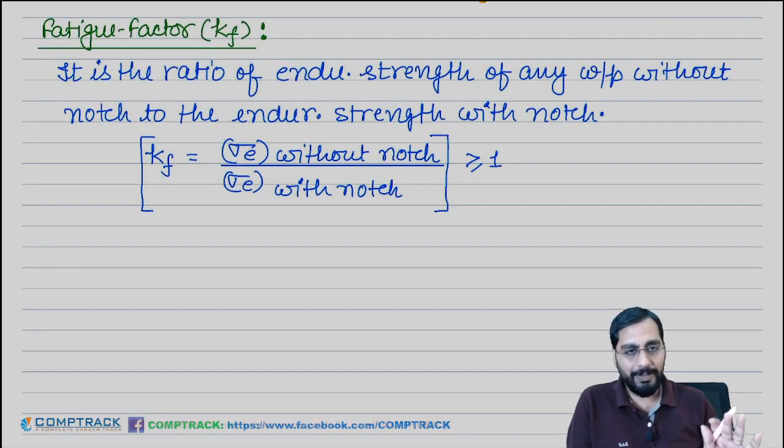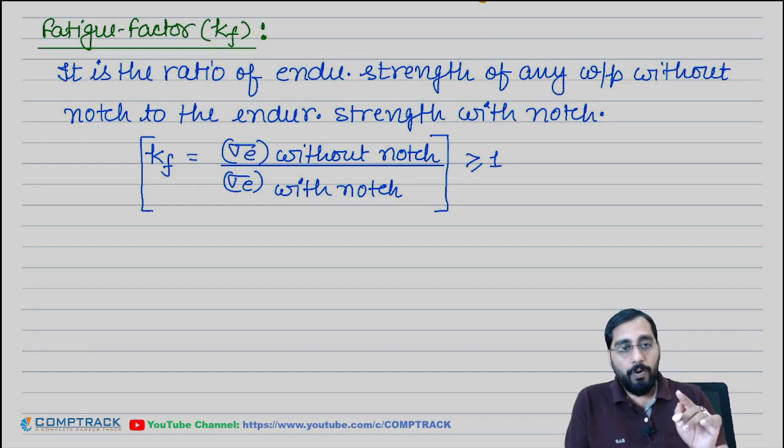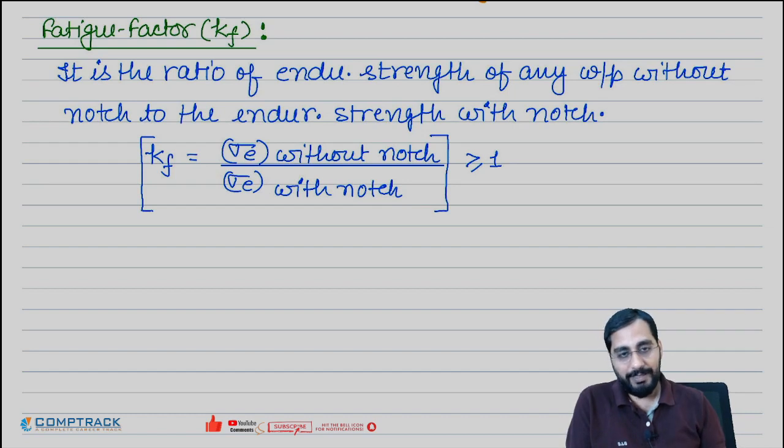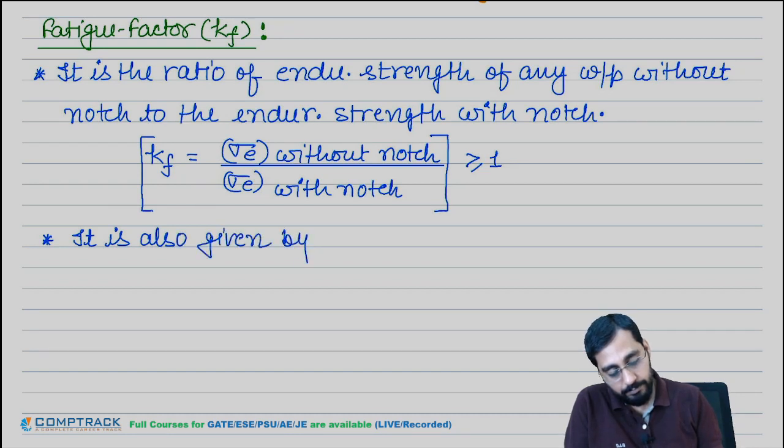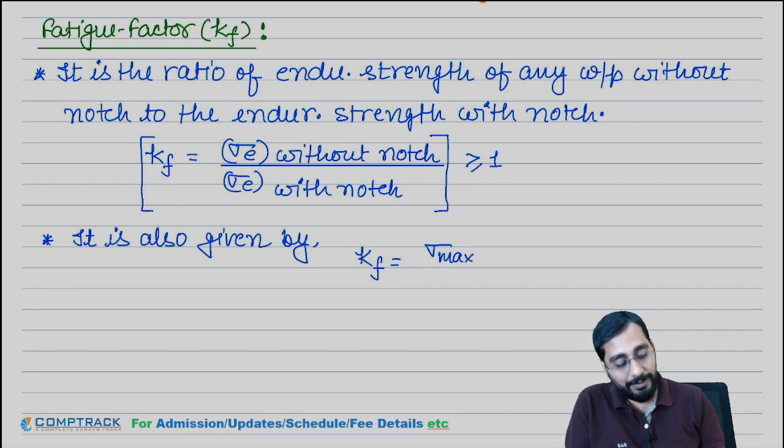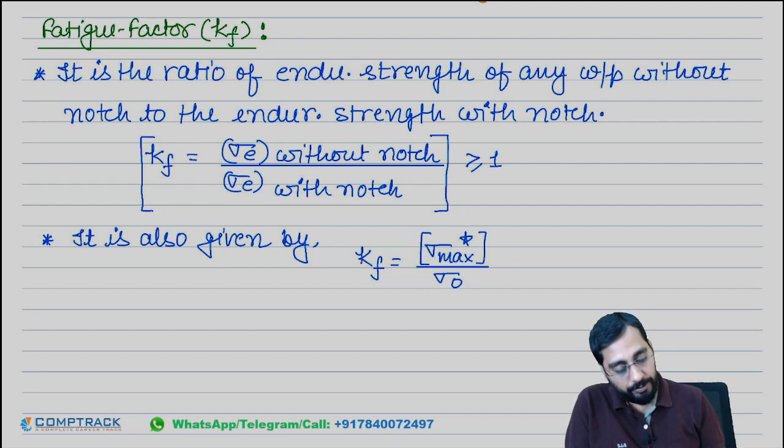Let's write this down now, we will talk about it too. Now Kf is also given by a second expression. Write down here, it is also given by Kf equals sigma max Ka star divided by sigma naught, in case of fluctuating loading, but this will be for static loading.